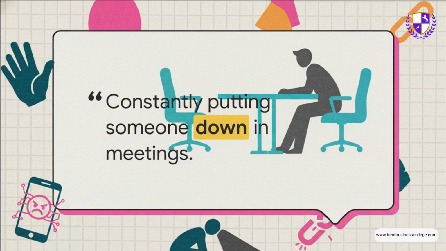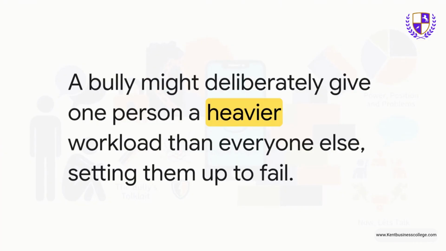And hey, don't just take my word for it. ACAS, the Advisory, Conciliation, and Arbitration Service, they point to things like constantly putting someone down in meetings as a classic textbook example of this. It's a direct hit on someone's confidence and their professional reputation. And this slide just perfectly captures what workload manipulation feels like. It's not just about being busy. It's about being set up with a task that's impossible. It's like you're juggling flaming torches while everyone else is just tossing around tennis balls. It's a tactic designed to make you fail and feel totally alone.